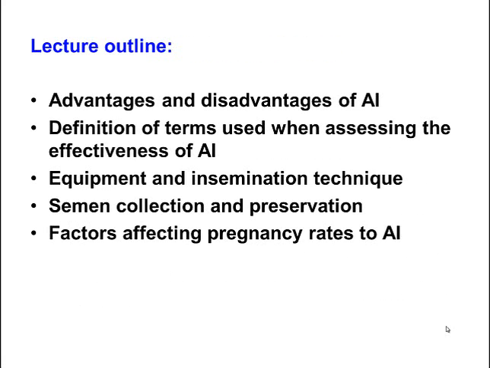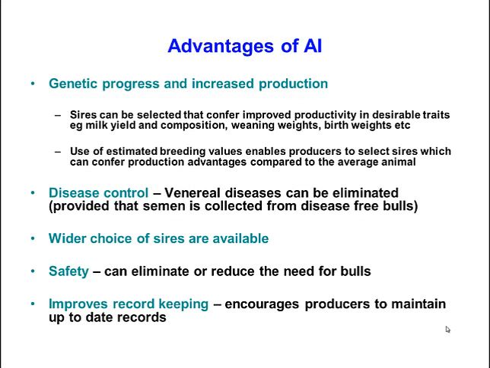We'll divide this presentation into a number of areas. First of all, we'll talk about the advantages and disadvantages of AI. Then we'll define some terms that are used when assessing the effectiveness of AI. Talk about some of the equipment and the actual insemination technique. We'll talk a little bit about semen collection and preservation and factors that affect pregnancy rates to AI. First thing we'll talk about is some of the advantages of AI.